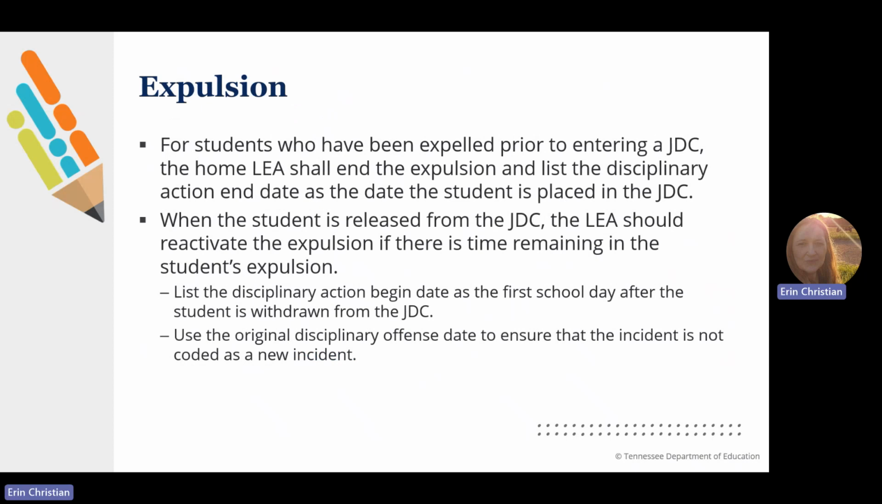Expulsion. For students who have been expelled prior to entering a JDC, the home LEA shall end the expulsion and list the disciplinary action end date as the date the student is placed in the JDC. When the student is released from the JDC, the LEA should reactivate the expulsion if there is time remaining in the student's expulsion. List the disciplinary action begin date as the first school day after the student is withdrawn from the JDC. Use the original disciplinary offense date to ensure that the incident is not coded as a new incident.